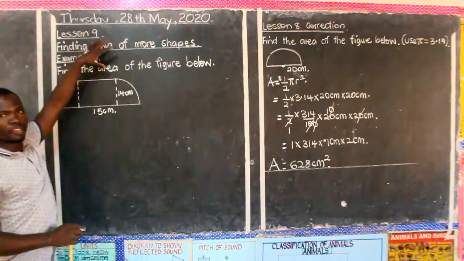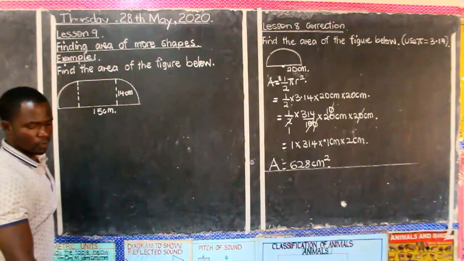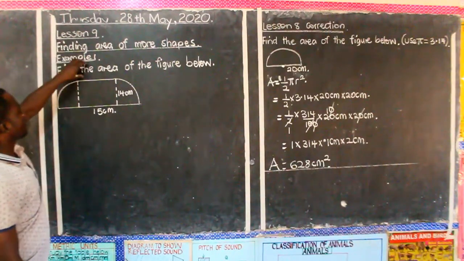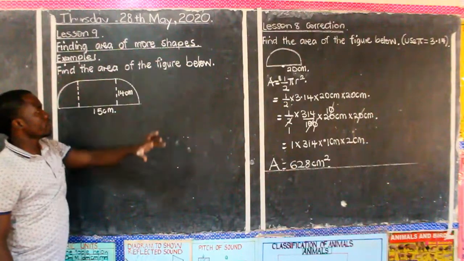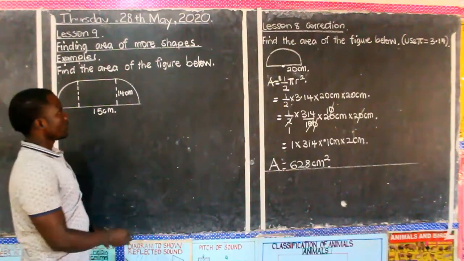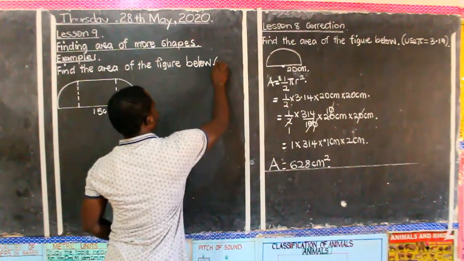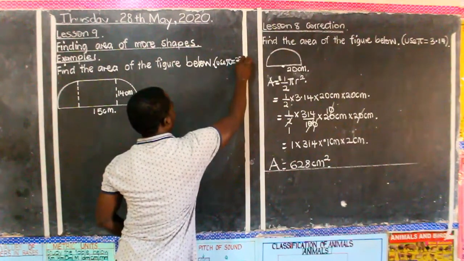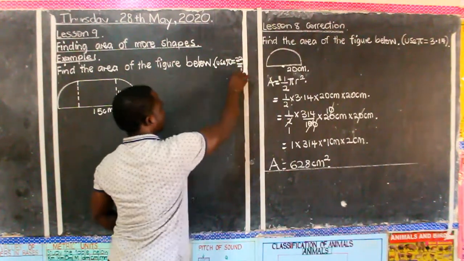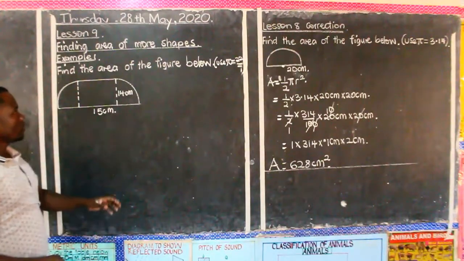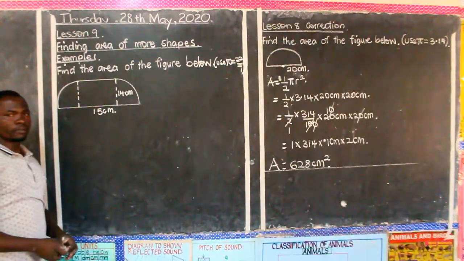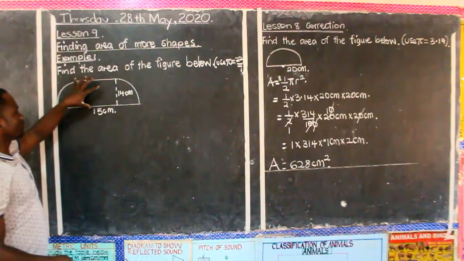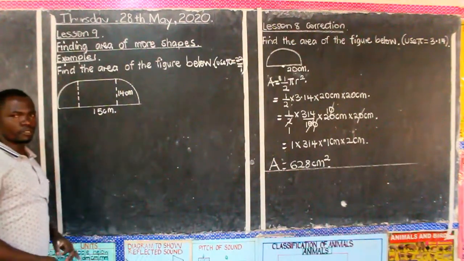Here is our subheading for today. The question is, find the area of the figure below. Use pi of 22 out of 7. Here is our figure. They are asking for the area of the whole of it.